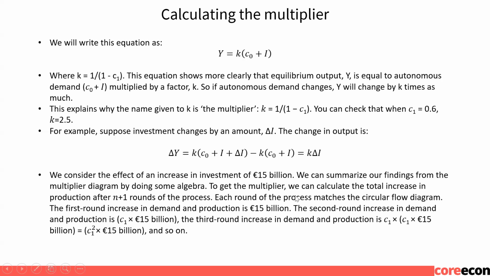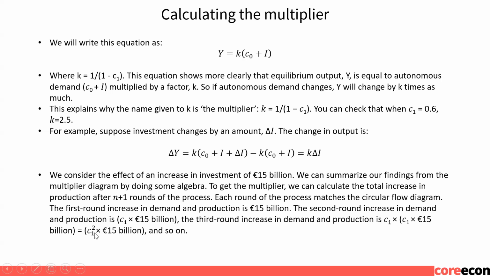So we are able to say in the first round of this process, the initial increase was 15 billion euros, right? So that we know. The second round is the change followed by the first change. So in this case, we are speaking of 15 billion euros of increase in investment. The second round is going to be C1 times 15 billion euros. The third is going to be the second times C1, so C1 squared times 15 billion euros. And notice C1 and C1 are just constants, the same constant, so we get the square of the same constant.